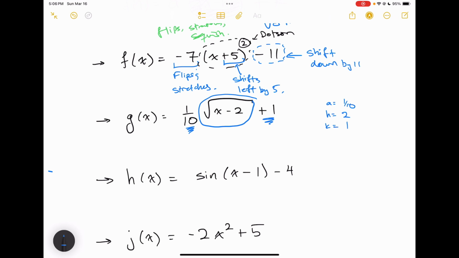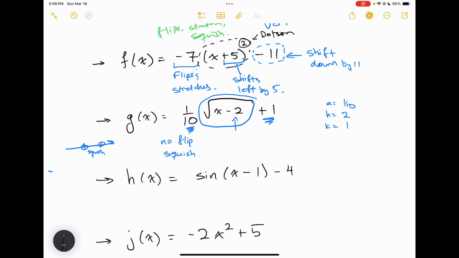With an a of 1/10, it's not negative, so we know we have no flip. And it's in that in-between range between negative 1 and 1. Remember that little line right here? That this was the squish range. So in this case, we have a squish. No flip, and squish.